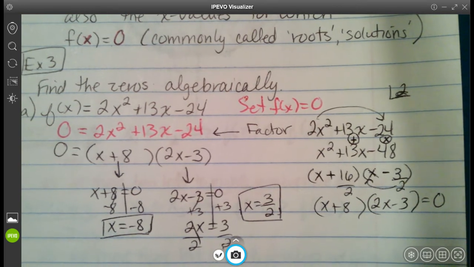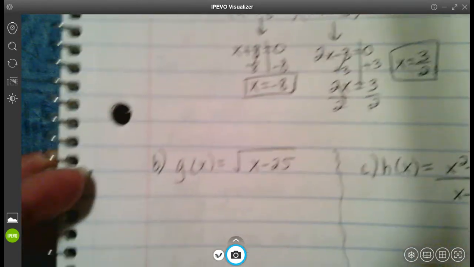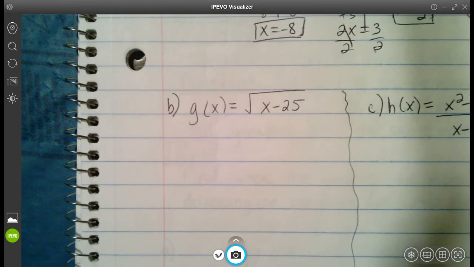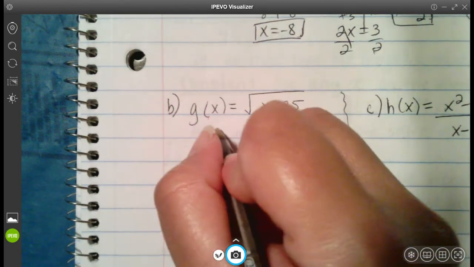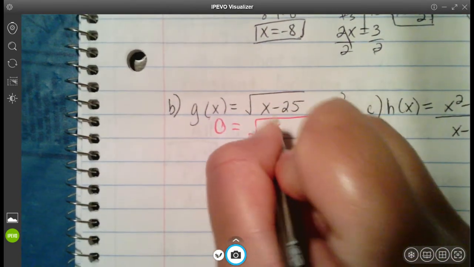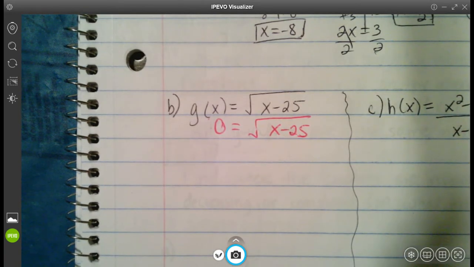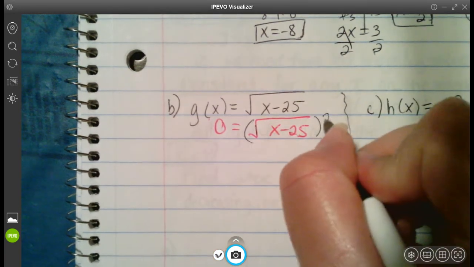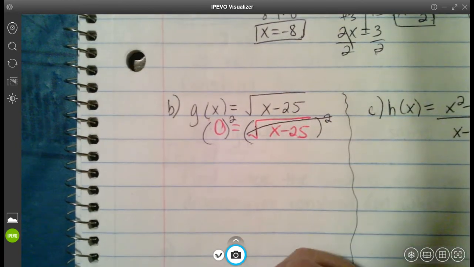We're going to go ahead and do a couple more because we need to practice. So let's look at letter B first. It's right here, okay? And we're going to do the same thing. We're going to set, in this case, g of x equal to 0. So I'm going to start off by setting this one equal to 0. So 0 equals square root of x minus 25. Okay, so this one's a little bit tricky because of that square root. We tend to freak out when that happens. We want to solve for x, which means we're going to have to square both sides. Okay, and that will effectively get rid of that square root.